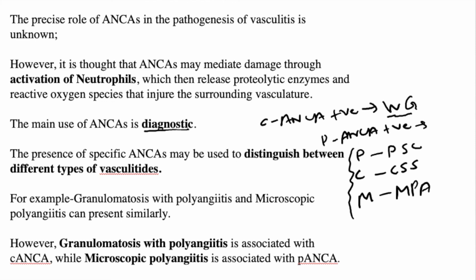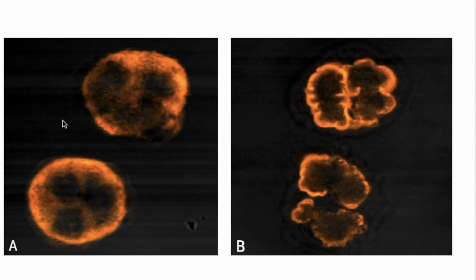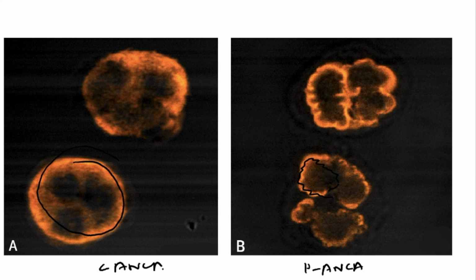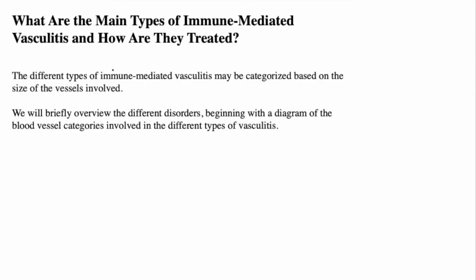Okay, we will see the immunofluorescence diagram of the P ANCA and C ANCA. Can you guess which one is P ANCA and which one is C ANCA? Easy. C ANCA is circular. See here, C ANCA is circular, and P ANCA is globular. So this is P ANCA, and this is your C ANCA. Immunofluorescence picture.